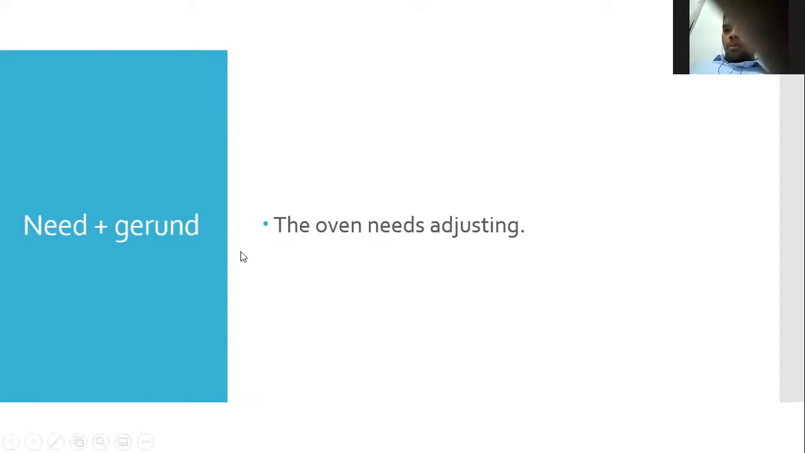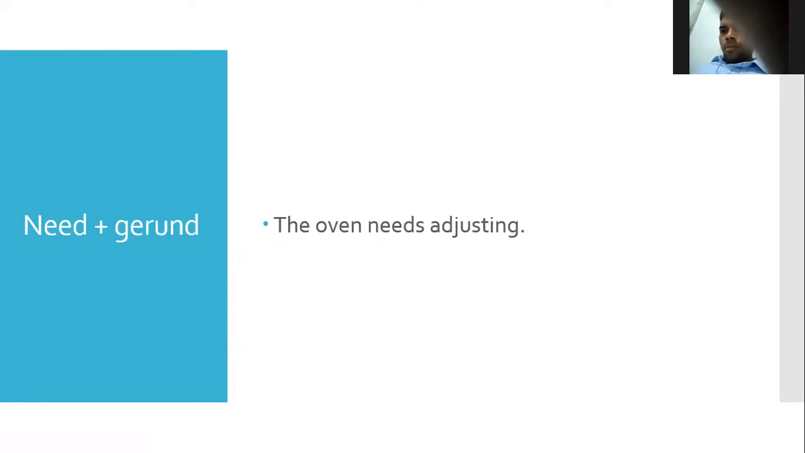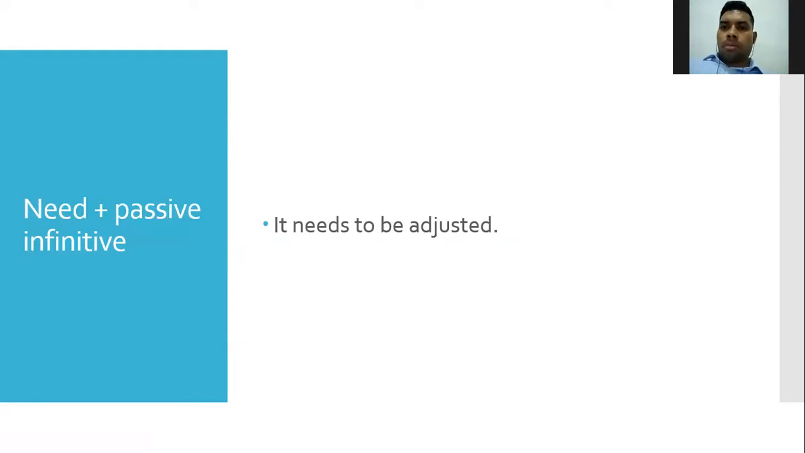And then the other thing, you already mentioned this, but when we're using the passive infinitive, we can use the verb to be plus the past participle of that verb, and it also means the same. If we use need plus gerund, and if we use need plus passive infinitive, both mean the same. So instead of saying it needs to be adjusted, we can say it needs adjusting. So we can change it. Can you give me an example using the passive infinitive?